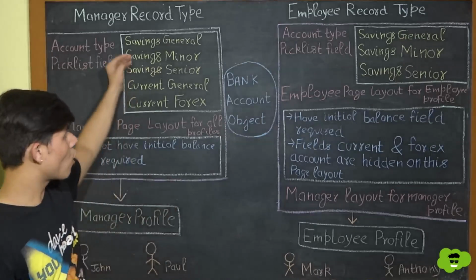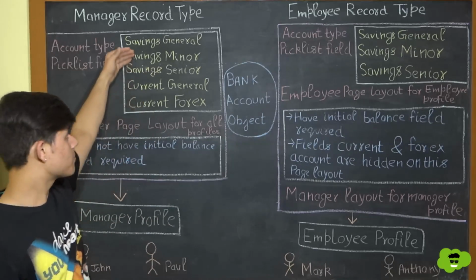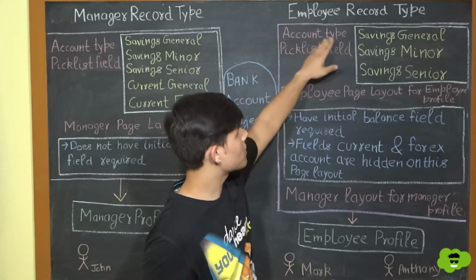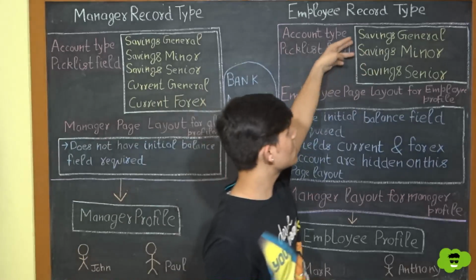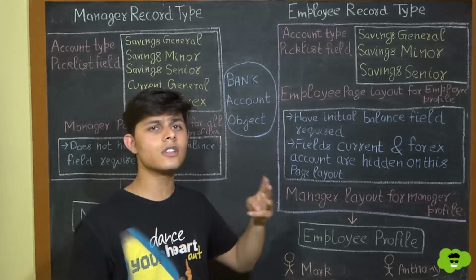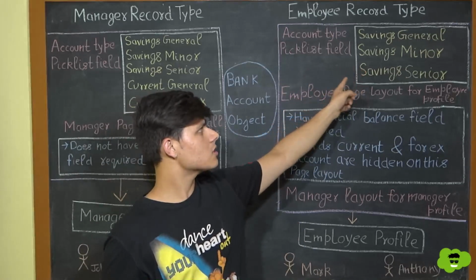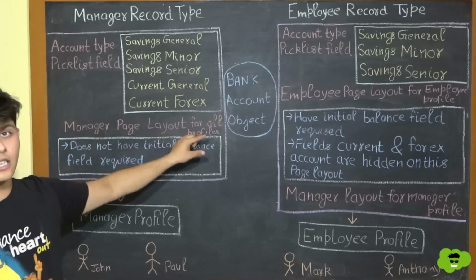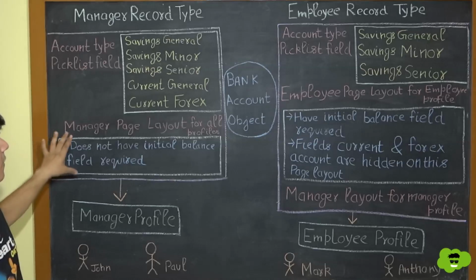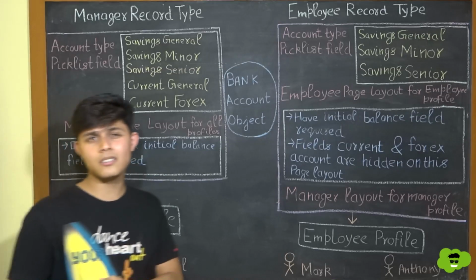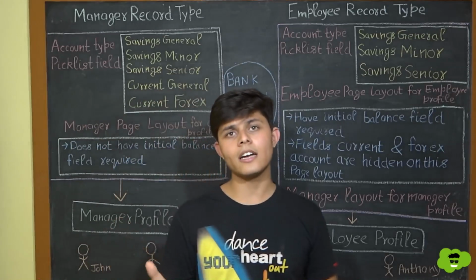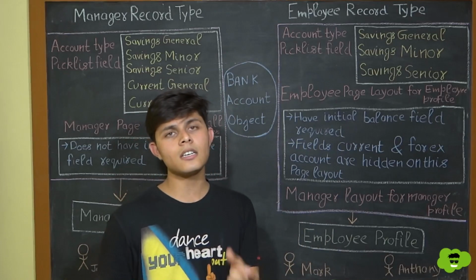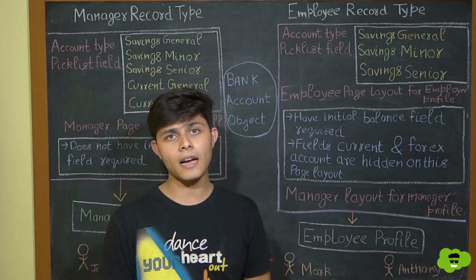Managers can register for all types of accounts. So in this value set we have added all the values, whereas in the employee record type we have added only 3 values because employees can register only for these 3 values, that are savings general, savings minor and savings senior. And we have the manager page layout. The manager page layout does not have the initial balance field required. What that means is that managers are not required to enter the initial balance, whereas employees are required to enter the initial balance whenever they are registering a bank account.